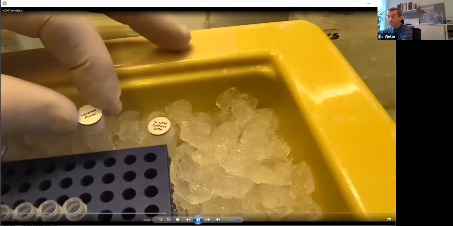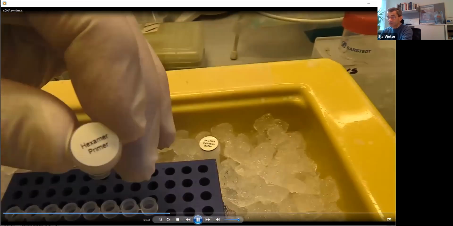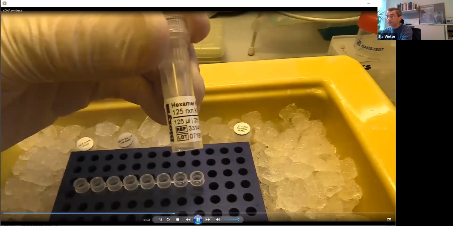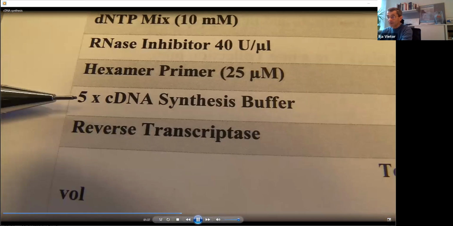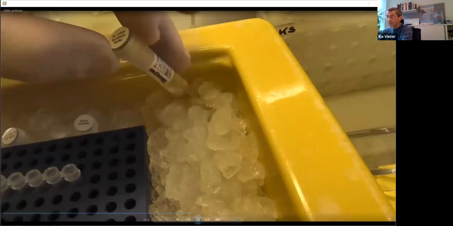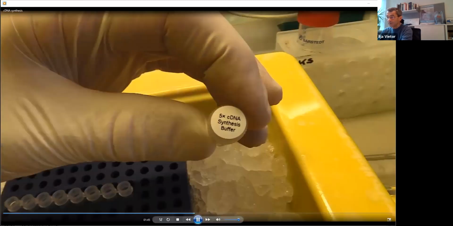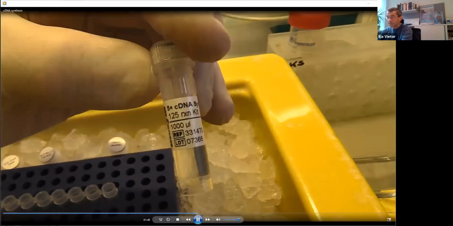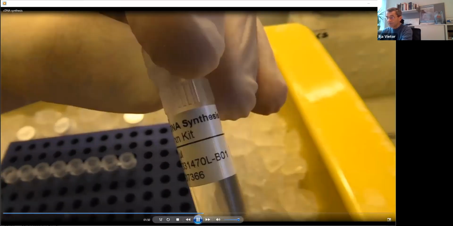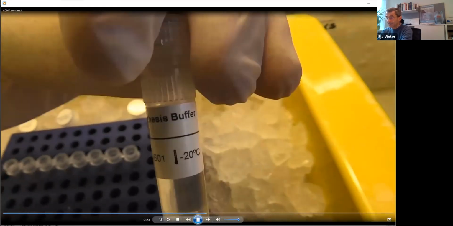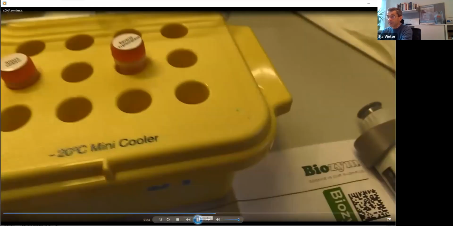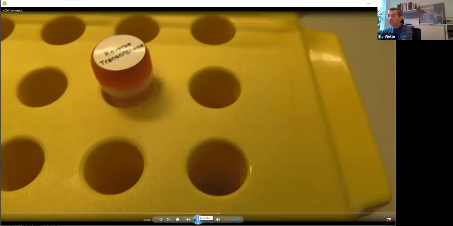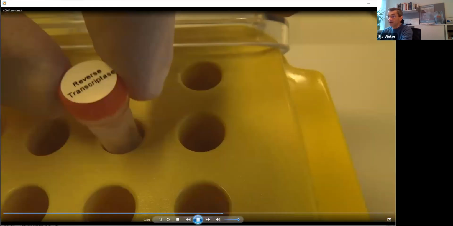Then the hexamer primers. Buffer containing all components necessary for the reaction. So it's a fairly simple experiment. Important is only to pipette accurately and not to contaminate samples. And as the very last step, you add the enzyme reverse transcriptase, which has to be kept at -20 degrees.